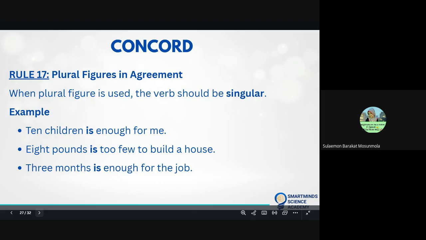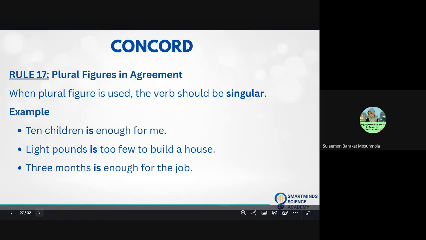8 pounds is too few to build a house. Oh, okay. Why are you giving me that emoji? Okay, 10 children is not enough for you. Maybe we should make it 14. Or we should make it a dozen. Let's make it 12. 8 pounds is too few to build a house. 10 is too much. Okay.